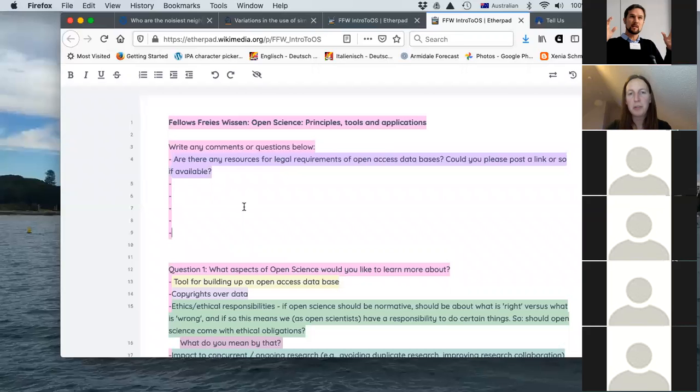Are there any resources for legal requirements of open access databases? The first thing that comes to my mind spontaneously is the LMU Open Science Center, American spelling, I think. They have some resources also about open access.